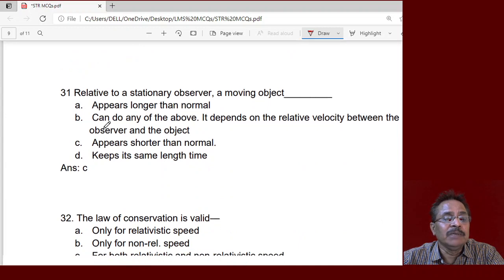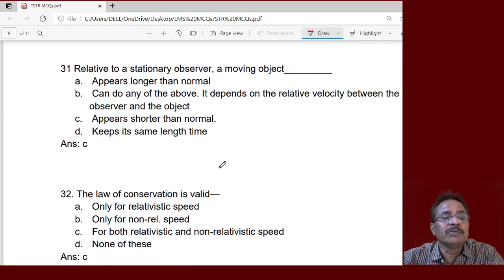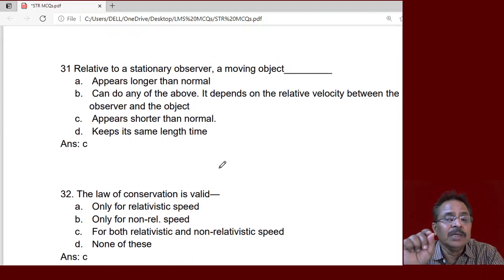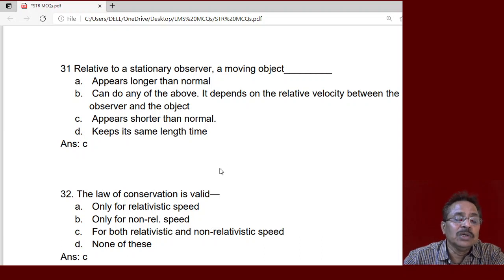Now question number 31. Relative to a stationary observer, a moving object: A, appears to be longer than normal; B, can do any of the above, it depends on the relative velocity between the observer and the object; C, appears to be shorter than normal; D, keeps its same length all the time. So this is length contraction, and therefore when the motion is relative to a stationary observer, a moving object is found to be shorter than its normal length. Therefore the correct option is C, which is called length contraction.